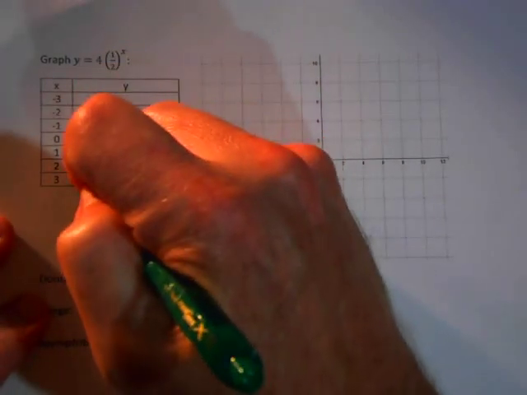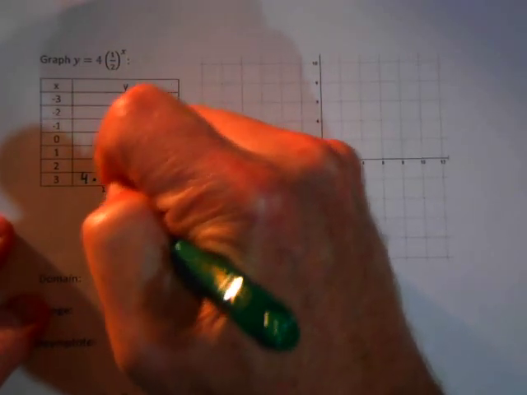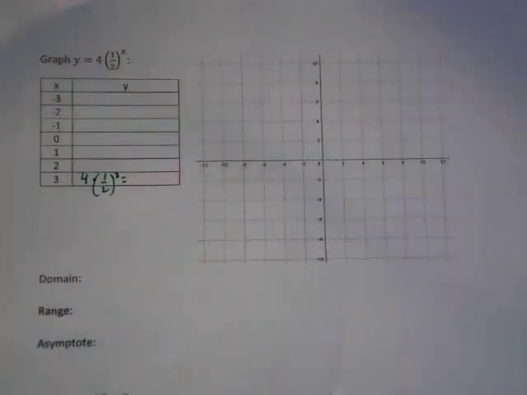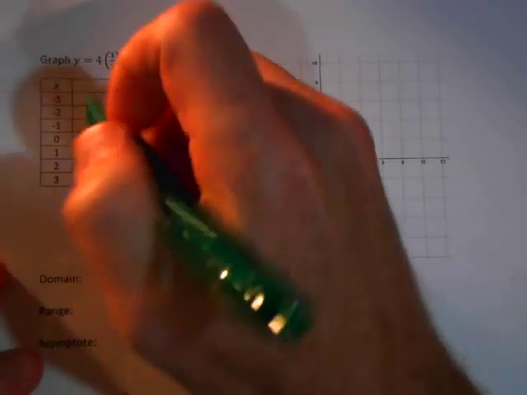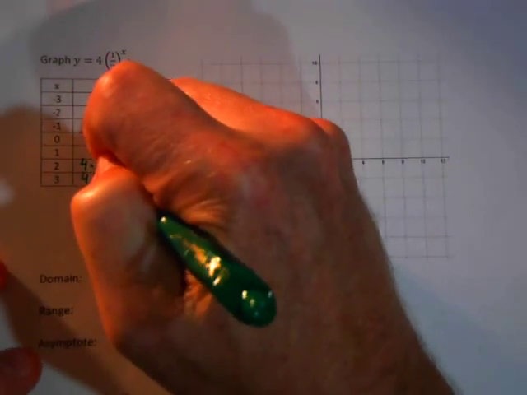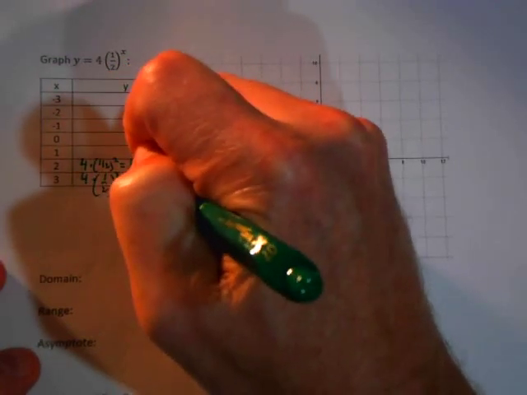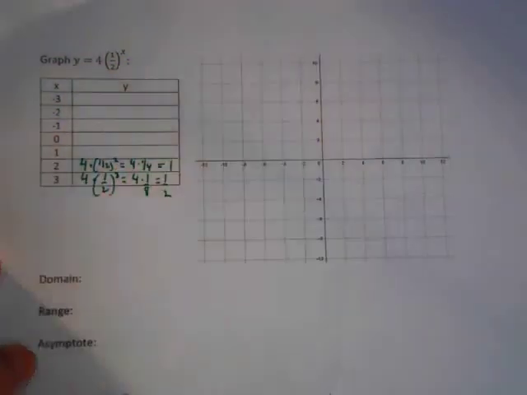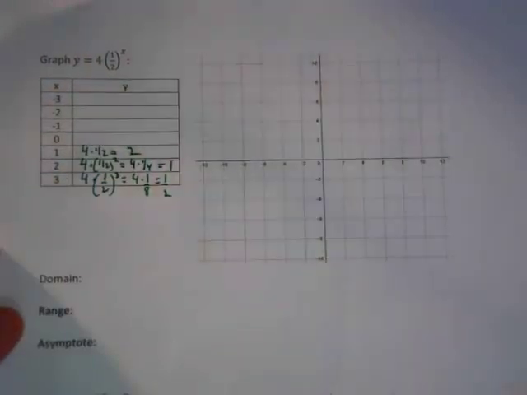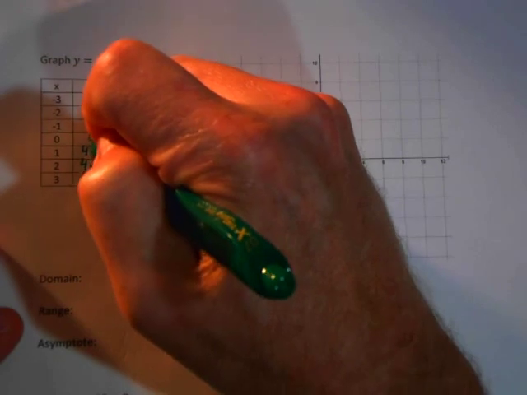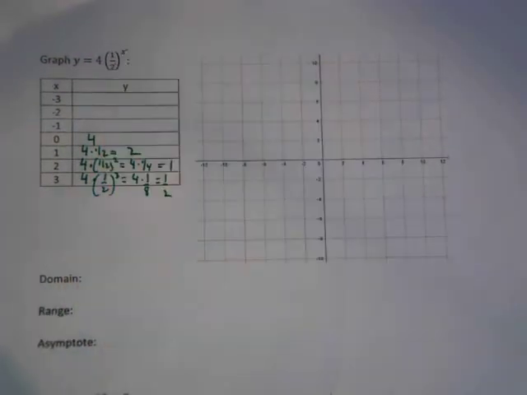This is going to be 4 times 1/2 cubed. 1/2 times 1/2 times 1/2 is 1/8. 4 times 1/8 turns out to be a half. When I plug in 2, I get 4 times a half squared. That's 4 times a quarter. That's 1. When I plug in 1, I get 4 times a half. That's 2. When I plug in 0, I get 4, because 1/2 to the 0 is going to be 1.